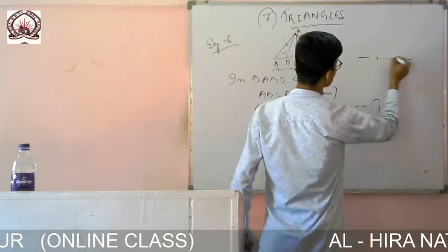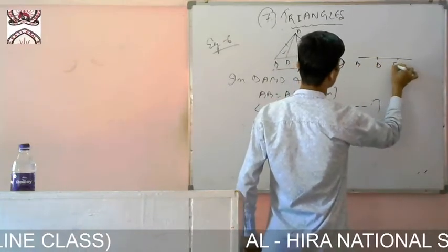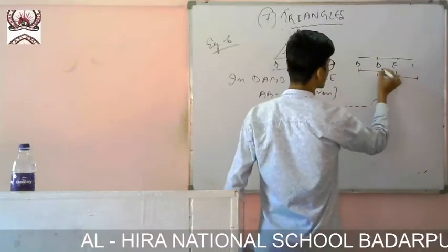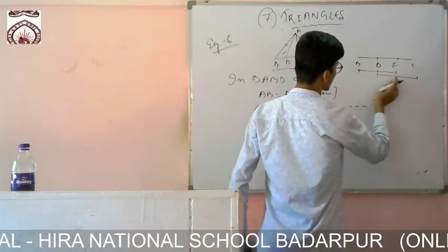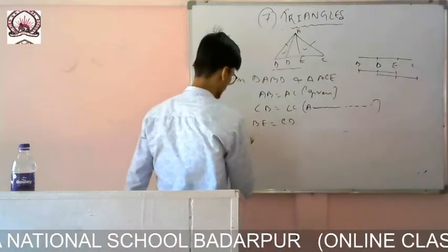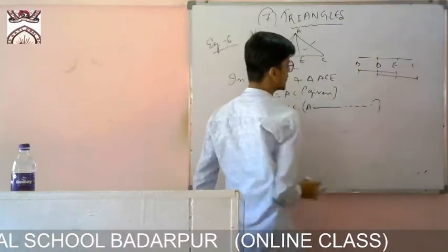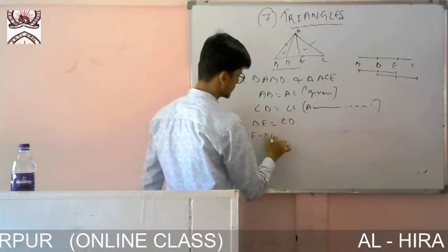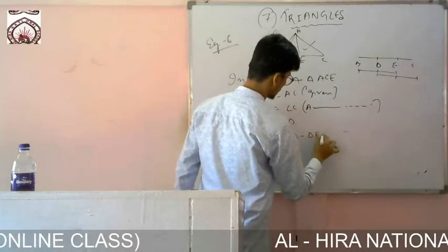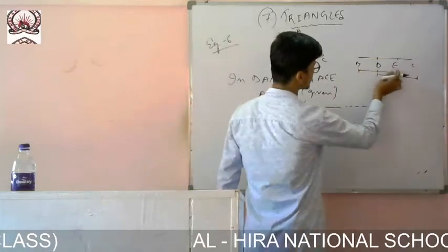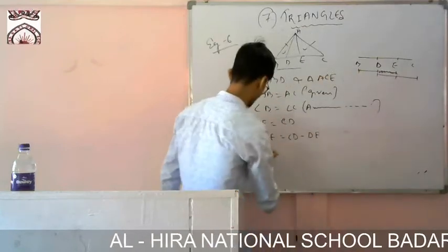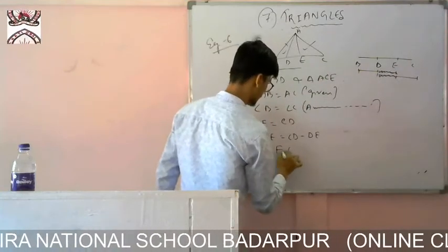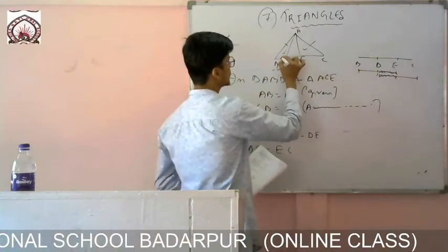you see I am drawing it here: B, D, E and C. If BE equals CD, this line equals this line, and the common part here is DE. So let me subtract DE from each. BE minus DE equals CD minus DE. If I subtract DE from BE, which part will be left? BD. And if I subtract DE from CD, which will be left? EC. So I have got another side, that BD equals EC.